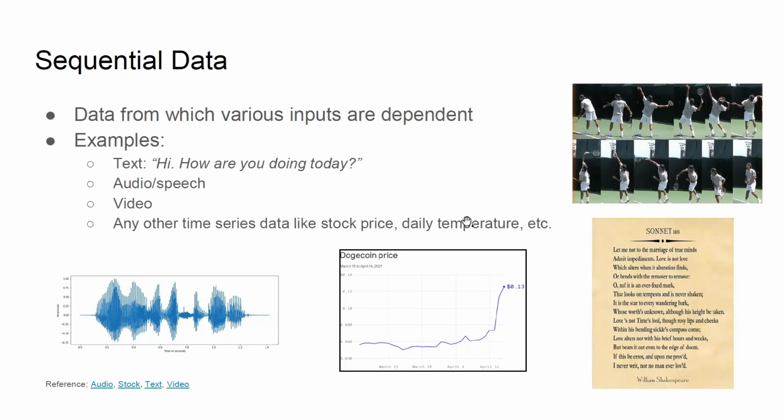Other examples of such data are audio signals, where the amplitude varies with time, or video data, which consists of a sequence of image frames. And other examples are stock price data, and daily temperature, etc., where data varies across time, hence the name time series data.